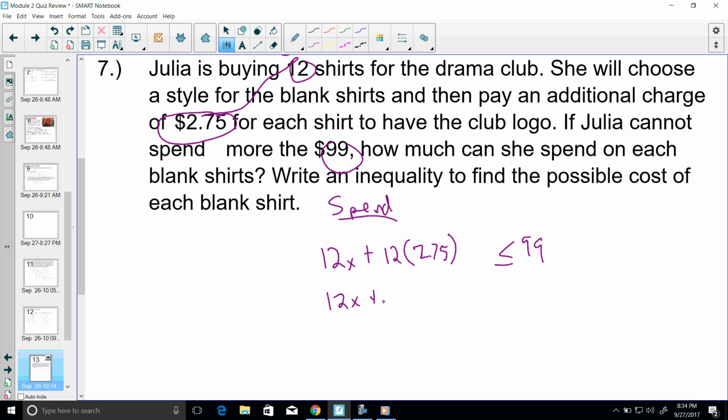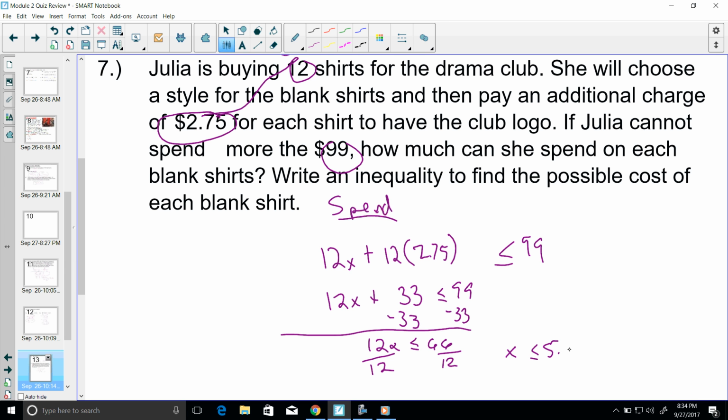So I get 12x. 12 times $2.75 turns out to be 33. And then that's going to be less than or equal to 99. So I just have a two-step inequality here, minus 33 from both sides. 12x is then less than or equal to 66. And if I divide by 12 on both sides, I get x is less than or equal to 5.5. So $5.50 is the most amount of money I can spend on one of the shirts. I can spend $5.50 or less on a t-shirt.